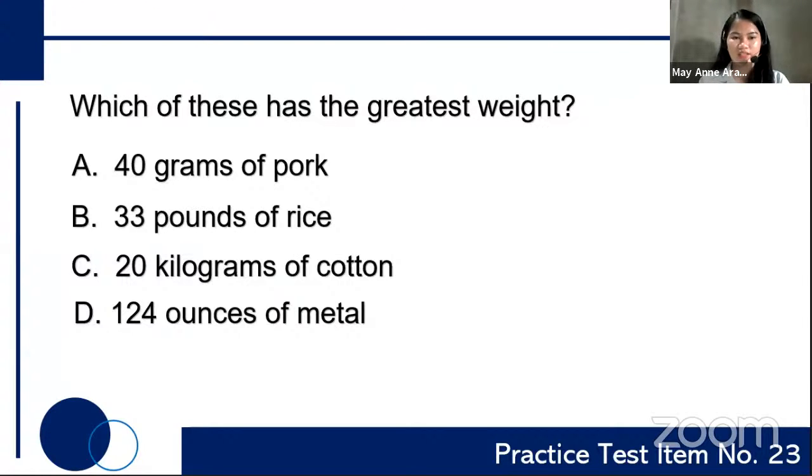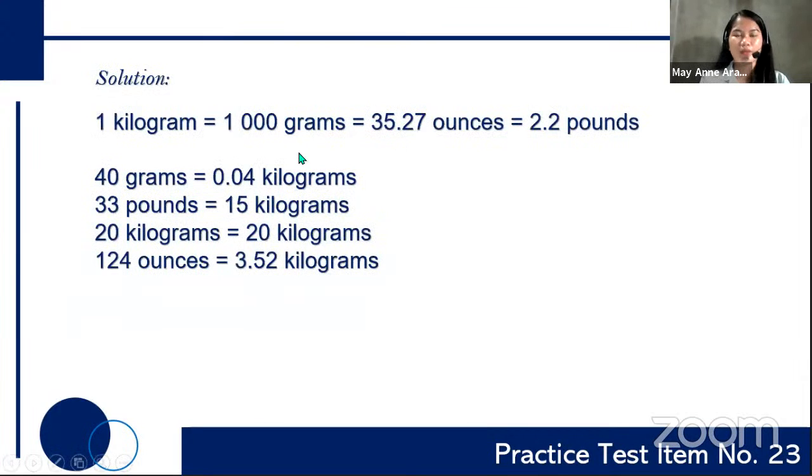So, ang pinakamadali dito is the kilograms. Okay, let us have the solution. Okay, we know that 1 kilogram is equal to 1,000 grams, and 1 kilogram is also equal to 35.27 ounces and 2.2 pounds. So 40 grams is equal to 0.04 kilograms. So, i-move lang natin ng 3 decimal places to the left. And since 1 kilogram is equal to 2.2 pounds, so you have just 33 divided by 2.2, you have 15. And for 20 kilograms naman, it's in kilograms na, so no need to convert. In 124 ounces, 1 kilogram is 35.27. So 124 is equal to 3.52 kilograms.